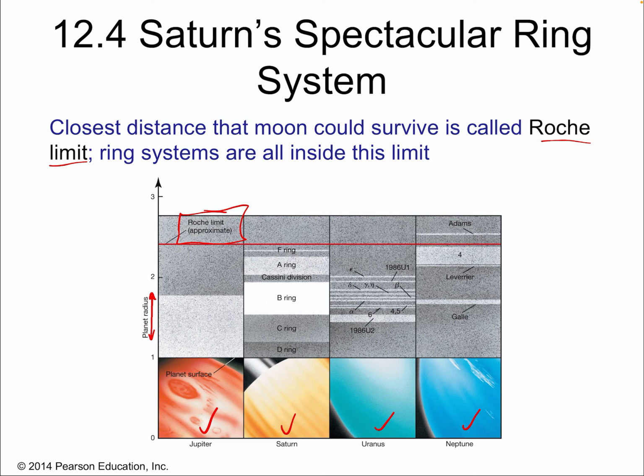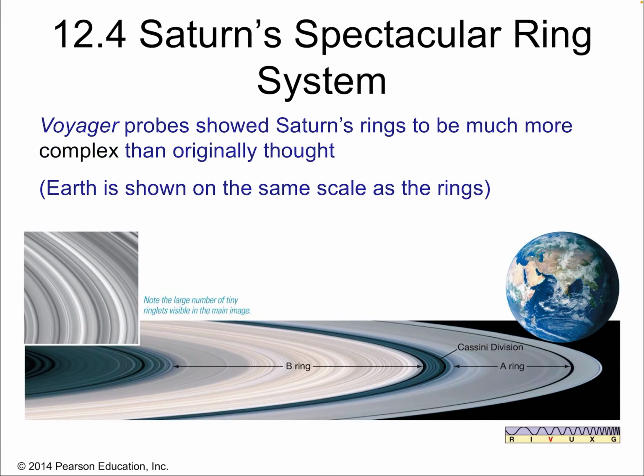All right. And Voyager, a probe that went out into the outer solar system, showed Saturn's rings to be more complex than originally thought. That's where we first realized that they had the complex differentiation, such as the Cassini division and the shape of the B ring and so on. All right? Note the large number of tiny ringlets visible.